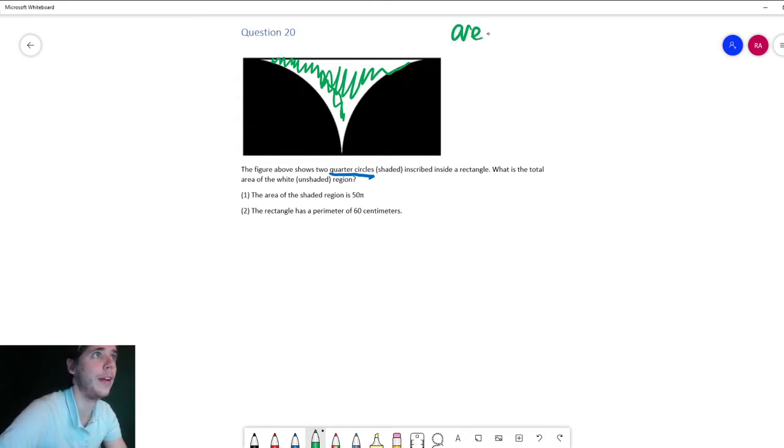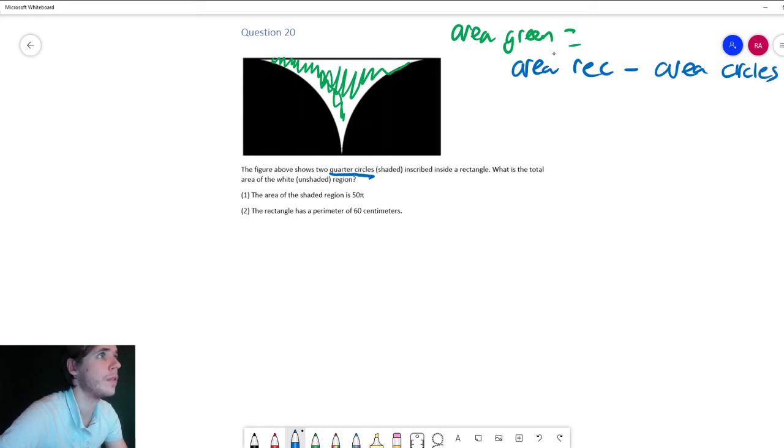Let's call it area green. That is equal to the area of the whole rectangle minus the area of the circles, minus the area of the quarter circles in this case. So if we can find out those values, we can calculate the area of the green part.